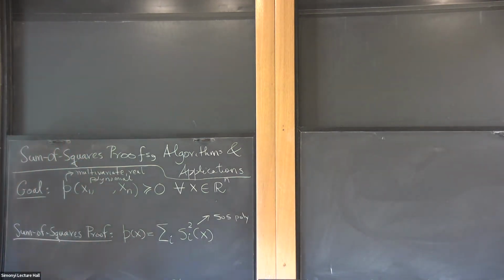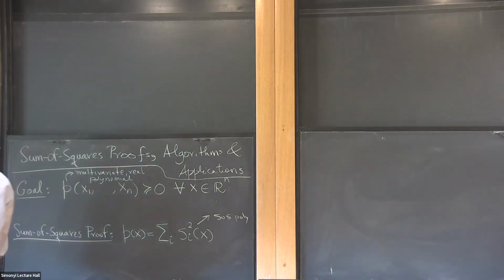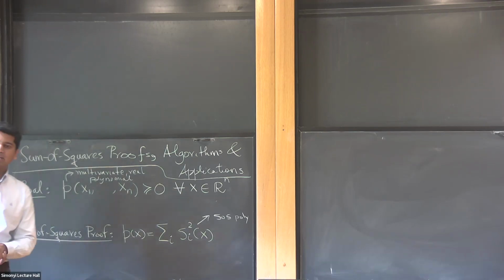Good. So this talk is about sum of squares proofs, their connections to designing efficient algorithms for computational problems, and some recent rather surprising applications to making progress on problems in extremal combinatorics and coding theory by analyzing these algorithms. And I want to get to all three parts. So I'm going to begin with sum of squares proofs.